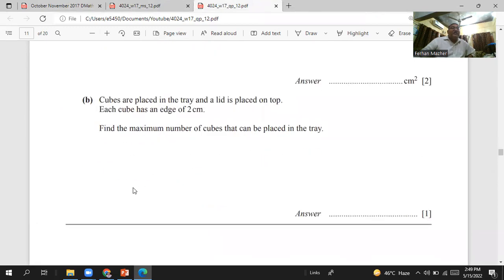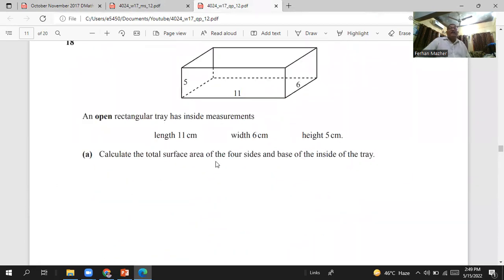I hope you understand. Then he says cubes are placed in the tray and a lid is placed on top. Each cube has an edge of 2 centimeter. Find the maximum number of the cubes that can be placed in the tray. So the lengthwise, you see here, the length is 11. Each cube is 2 centimeter long.